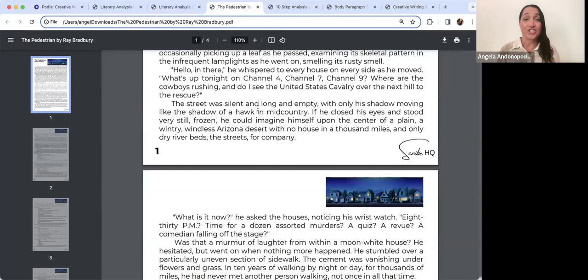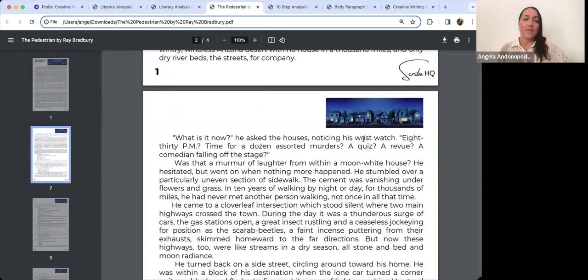So personification here, he's talking to the houses as though they are living entities. So that rather than the people inside being living, breathing entities, we've got the houses. He whispered to every house, "What's on the TV?" So this is this sardonic, ironic tone here. If you're thinking about the tone of the voice through Leonard's voice, we're getting that sense of cynicism. He's very critical of what people are doing. The fact that they're watching wars and when it comes down here, 8:30 p.m., time for a dozen assorted murders.